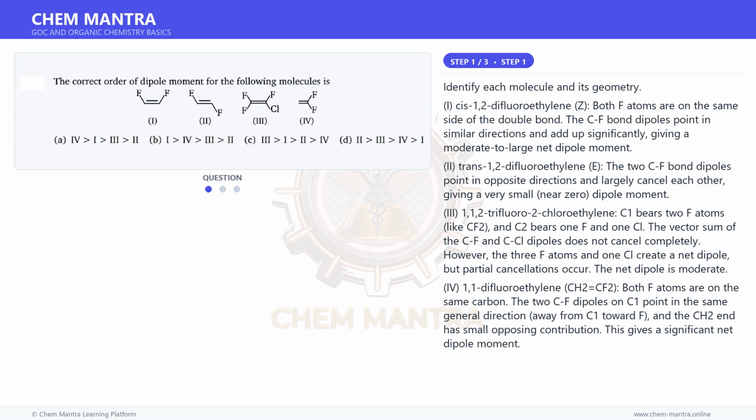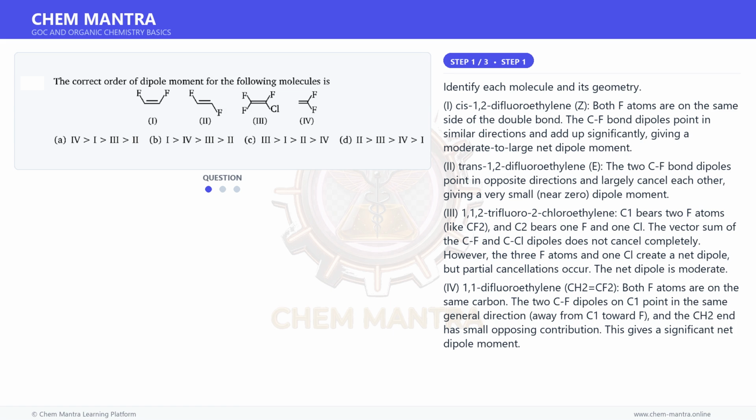3. 1,1,2-trifluoro-2-chloroethylene. C1 bears 2 F atoms, like CF2, and C2 bears 1 F and 1 Cl. The vector sum of the C-F and C-Cl dipoles does not cancel completely. However, the 3 F atoms and 1 Cl create a net dipole, but partial cancellations occur. The net dipole is moderate.